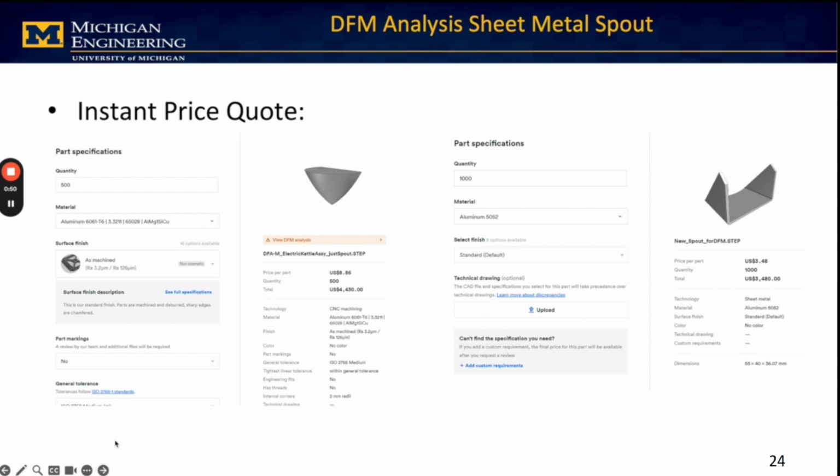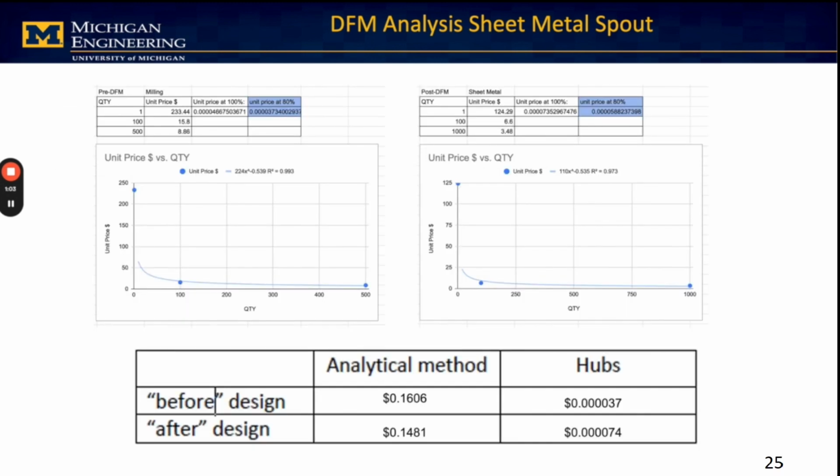We used the instant price quote from Hubs as well. Unfortunately, Hubs did not allow us to use sheet metal as for the original spout, so we moved the manufacturing method to machining. The new redesigned part was kept with sheet metal as the redesign. We did some extrapolating of the data to show that the Hubs quote would be extremely small as compared to the analytical method. We did this by using multiple different quantities and extrapolating these few points into an equation. We then plugged the number of units into the equation and got the price.